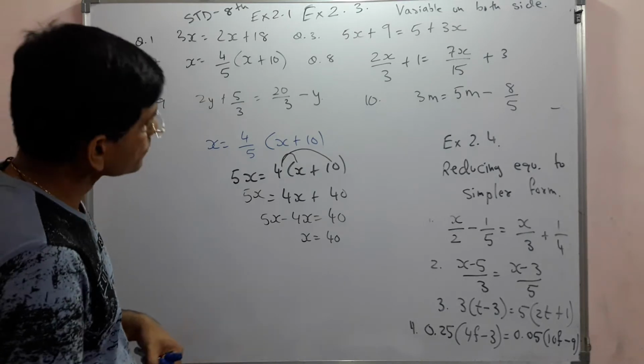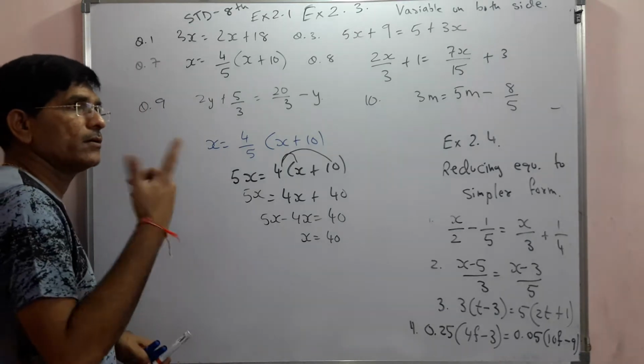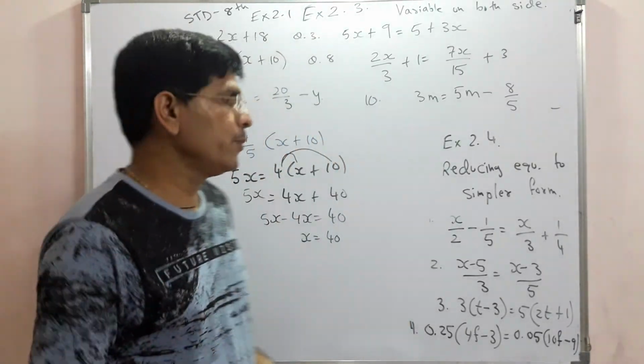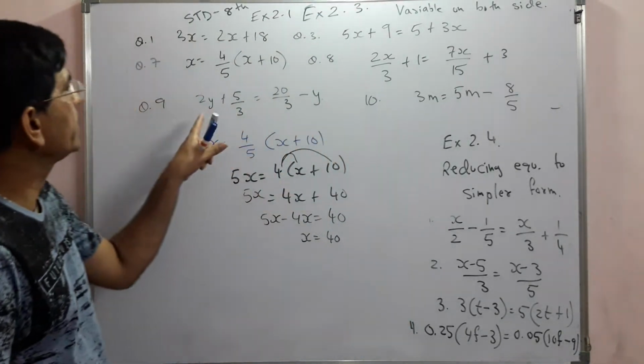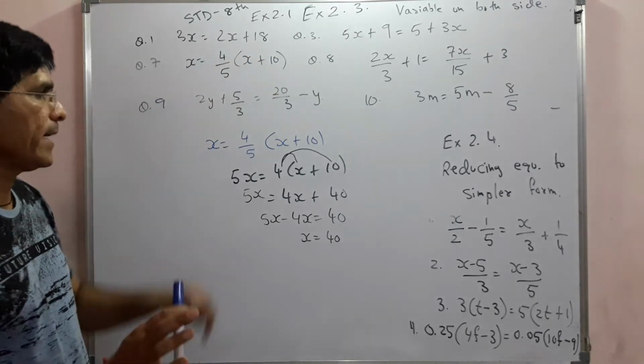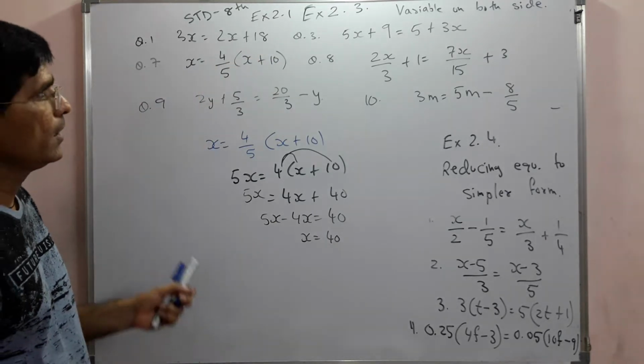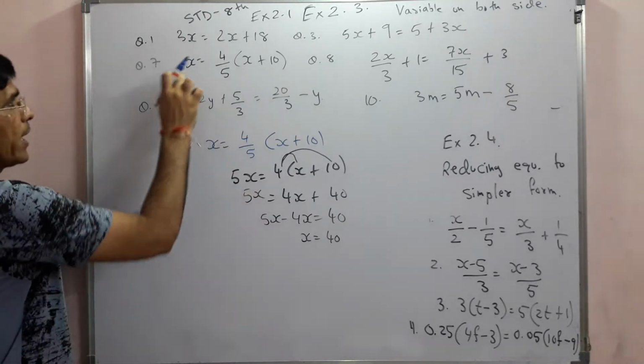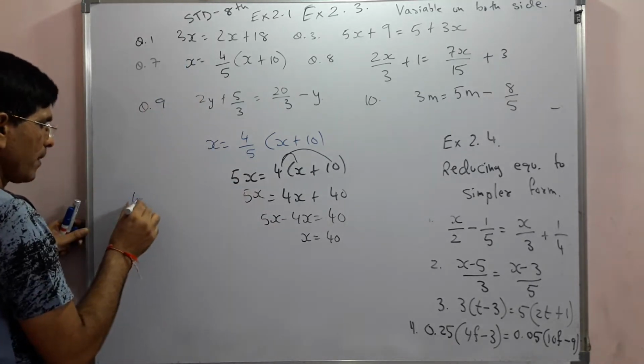Clear? So again, in the last lecture we discussed that we can check this answer. If you put the value x equal to 40 in the above equation, we get left hand side equal to right hand side. We have to check that here x is equal to 40, so I have to put 40 here.